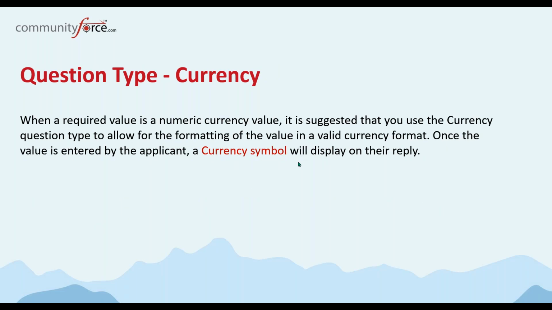Currency. Currency is exactly what it is. If you're collecting a monetary amount, when you're looking at results and at the application form, you want to see your currency symbol. That currency symbol is set up in the administration site settings. If you're in a European country and you have the pound sign, or here in the US we have the dollar sign, depending on what currency symbol you have, you can identify that in your application administration settings, in the site settings.